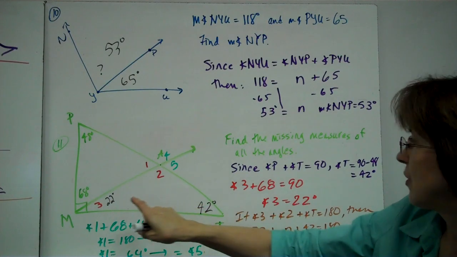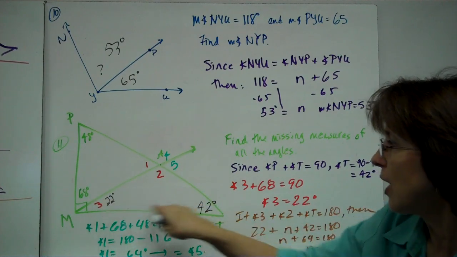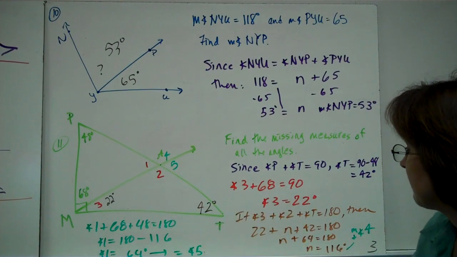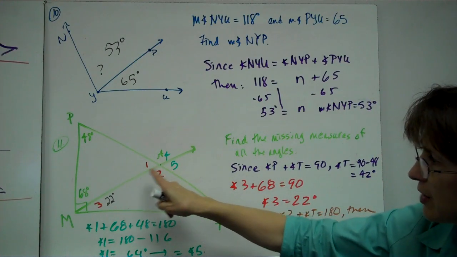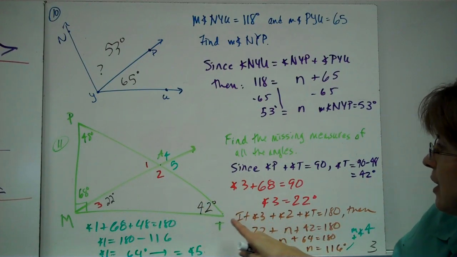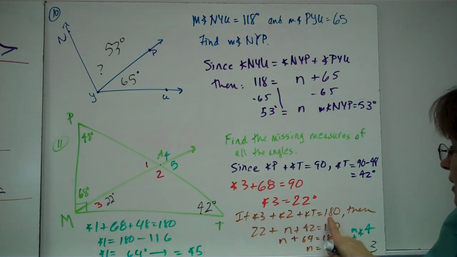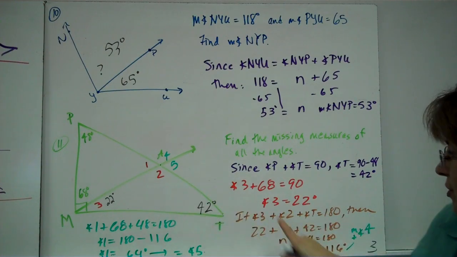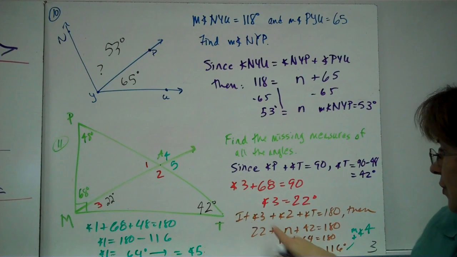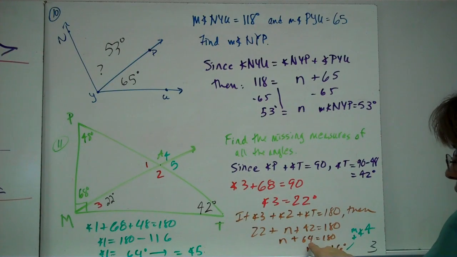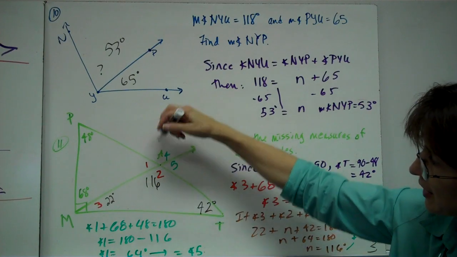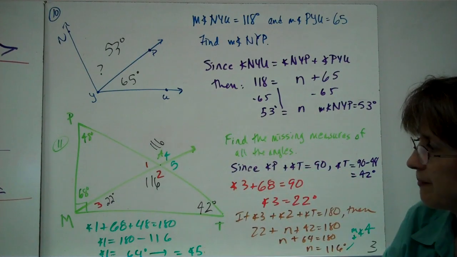Then I noticed that this plus this plus this formed a triangle. So I know all these three angles have to equal 180. And I noticed this is sort of obtuse, so I know this can be pretty big. So I know that 3 plus 2 plus T equals 180. Angle 3 is 22. Angle 2 I don't know, so I called that n. And angle T is 42. So I added those together, which was 64, and subtracted it from 180, which equaled 116. And then I know from before, if 2 is 116, angle 4 here is 116.